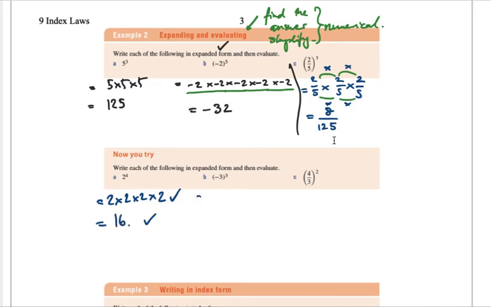Next one, we've got negative 3 times negative 3 times negative 3, which makes positive 9 times negative 3, which is negative 27. The next one is 4 on 3 times 4 on 3, which makes 16 on 9. So give yourself a tick if you've got all those there. In the next video, we'll be looking at how to write things in index form.